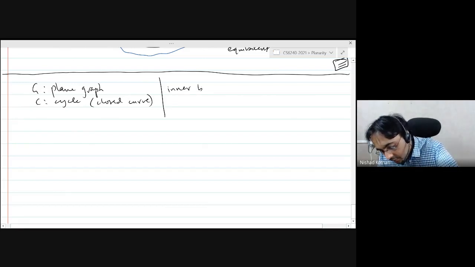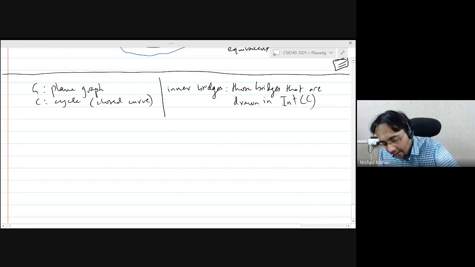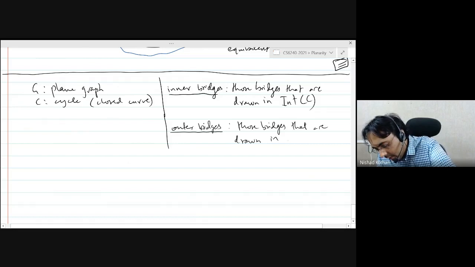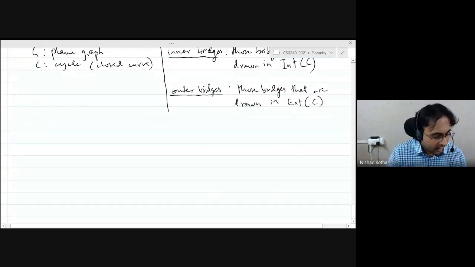So when we have this setting, we can talk about the bridges being inner bridges and outer bridges, right? So inner bridges are those bridges that are drawn or embedded in the interior of the closed curve C. And likewise, outer bridges are those bridges that are drawn in the exterior of the cycle. Okay, good.